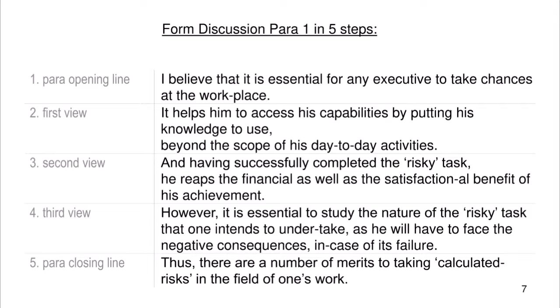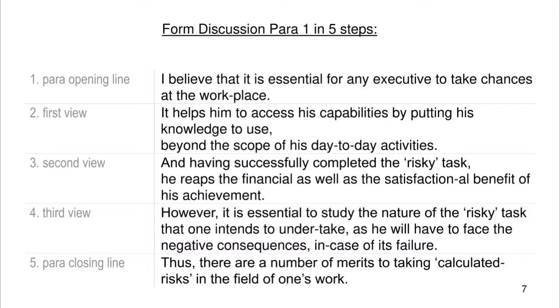Now form discussion para 1 in 5 steps. 1. A para opening line. 2. Your first view. 3. Your second view. 4. The third view. And 5. A para closing line.